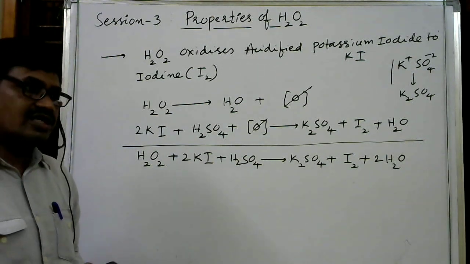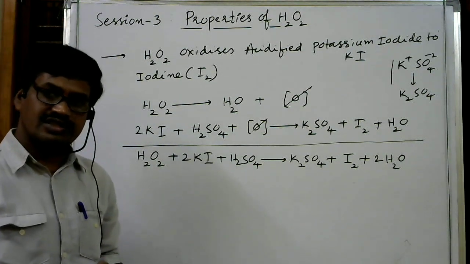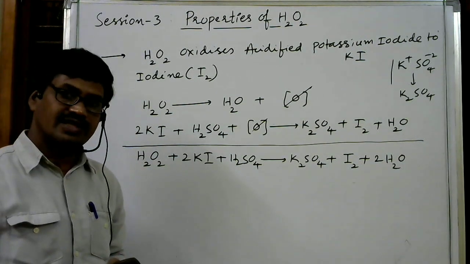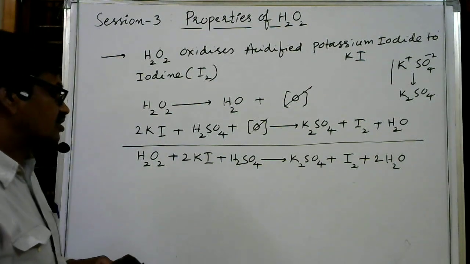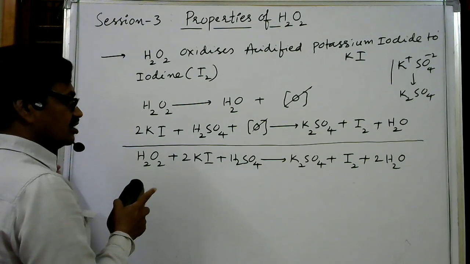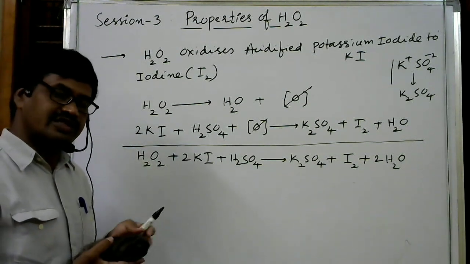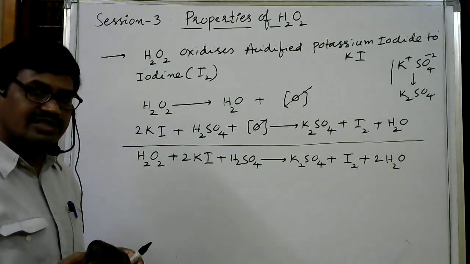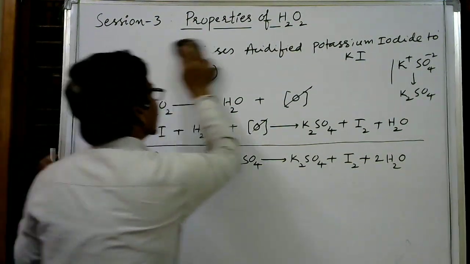Then the next reactions are normal. It oxidizes sulfites to sulfates, and H2O2 oxidizes nitrites to nitrates, arsenites to arsenates, and mercury to mercuric oxide. Then H2S to sulfur. So different reactions are there. Similar to this, these are somewhat big reactions. There is nothing to it. If you know the statement and if you know writing equations with respect to redox reactions, it is very easy to write, but you should have some idea. Then next properties I am writing here.